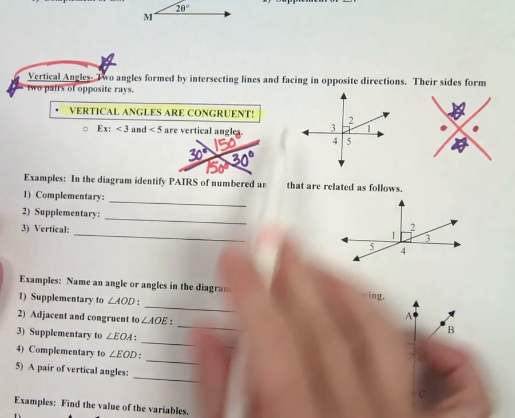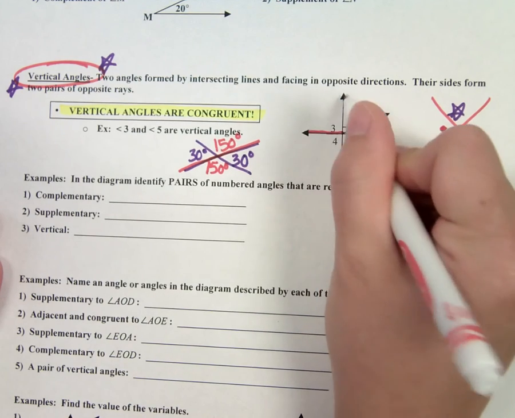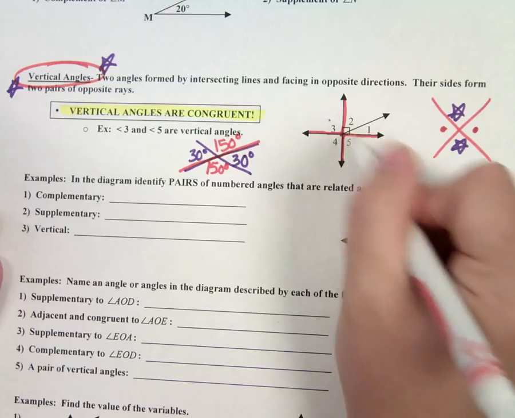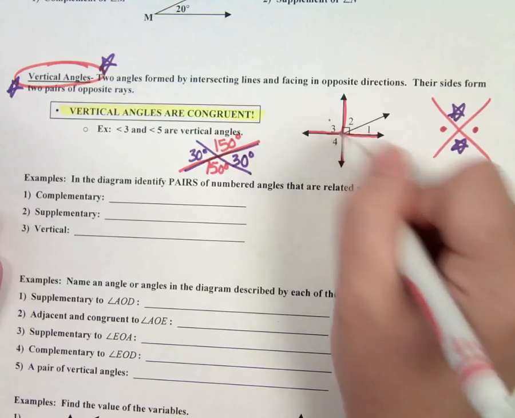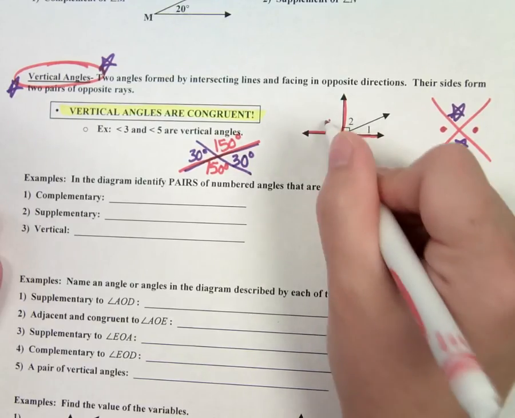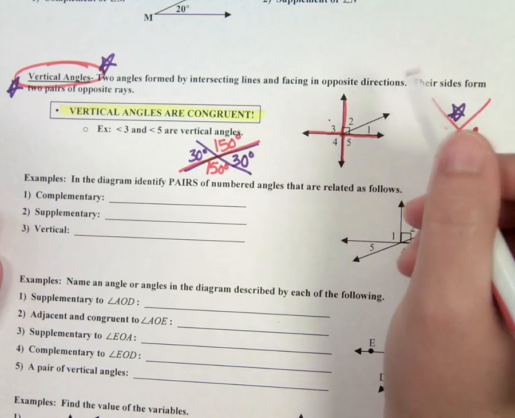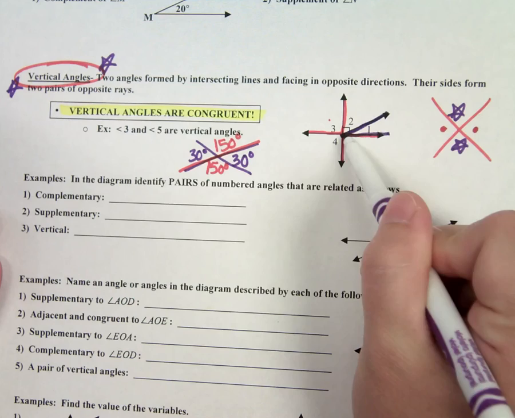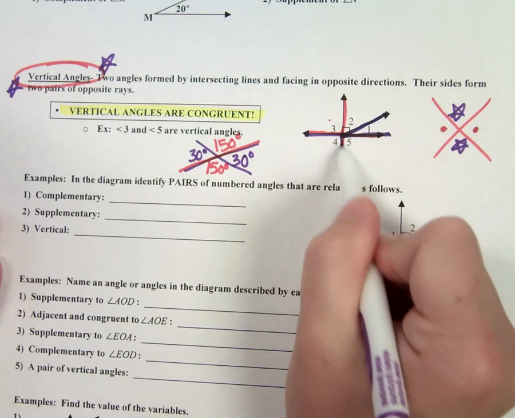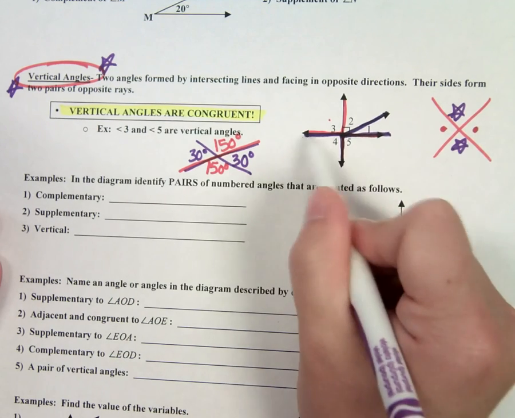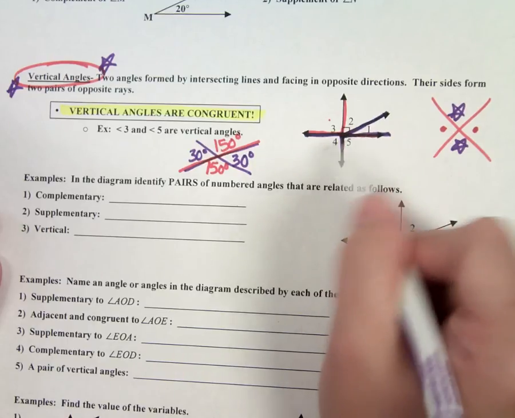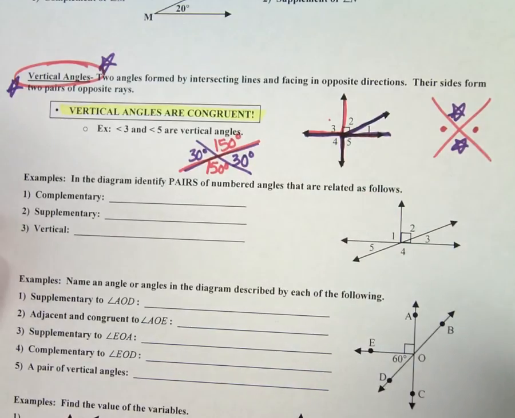Okay, so in this picture, angle 3 and angle 5 are vertical angles because they form the X and they're across from each other. So those two angles would be congruent. Sometimes students think that angle 1 and angle 4 are vertical, but if you look at angle 1 and angle 4, they don't make that perfect X. So angle 1 and angle 4 are not vertical.